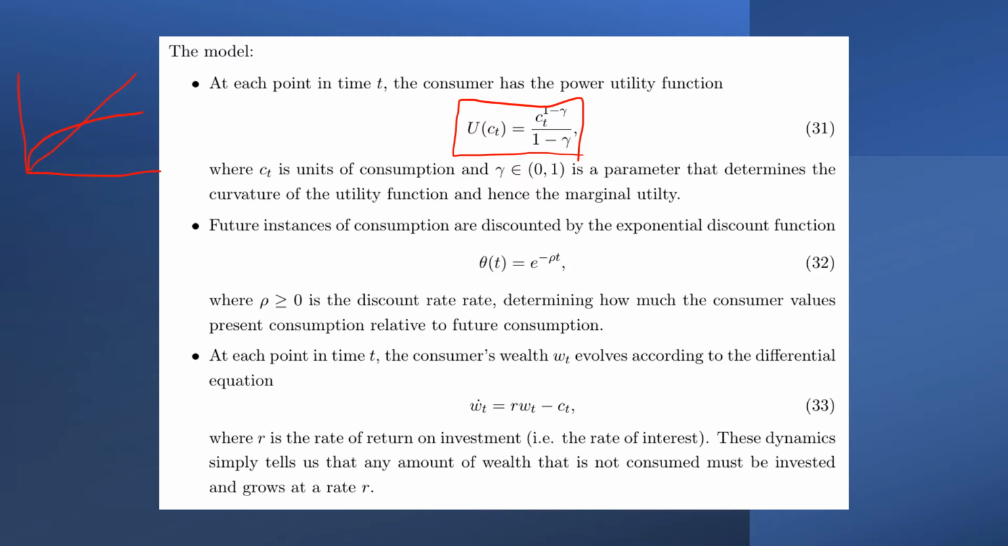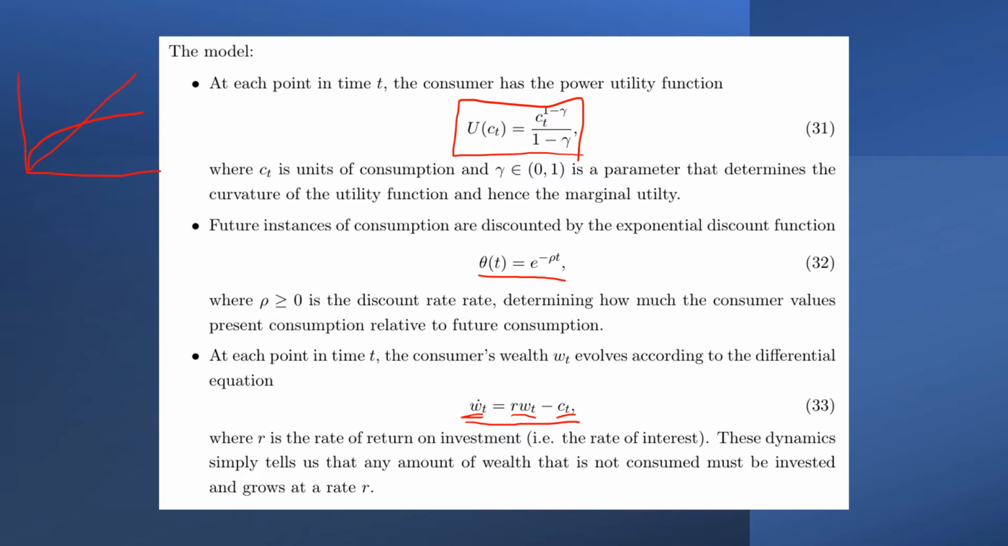Next, we have a discount function given by this expression. This is a standard exponential discount function where rho is the discount rate. And of course, we need to specify the dynamics of the state variable, which is wealth. So we have the time derivative of wealth equals the interest rate R times Wt minus Ct.